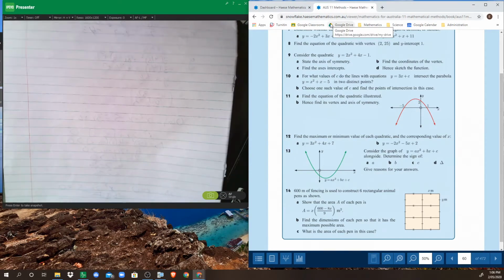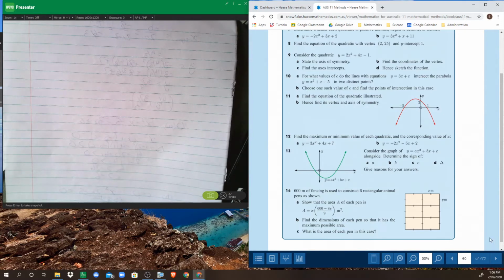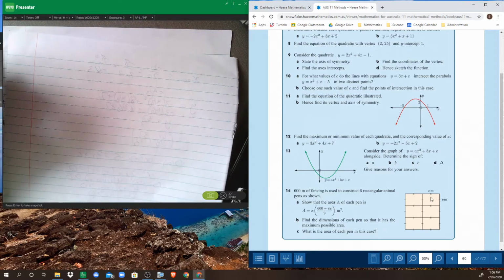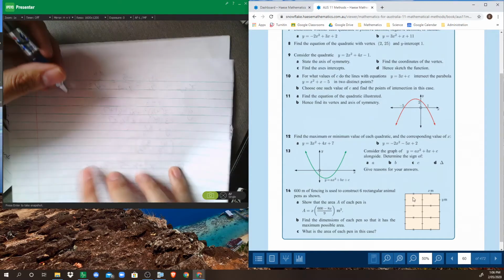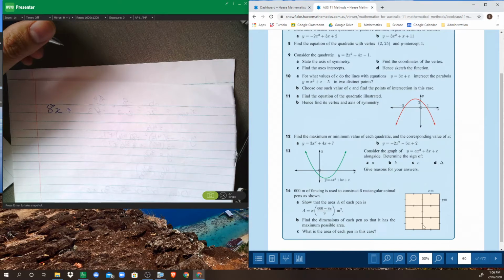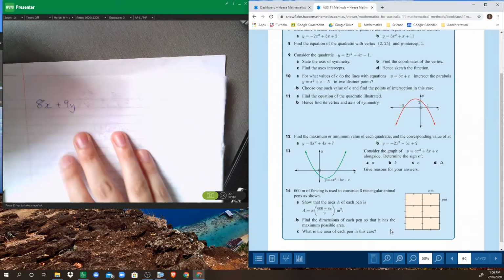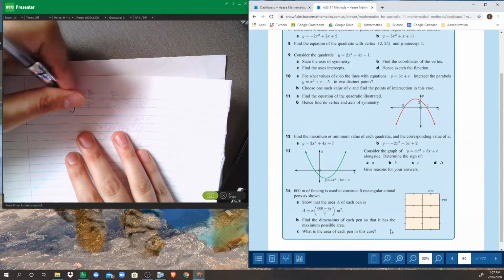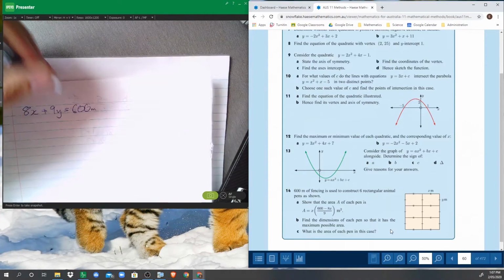All right, 600 meters of fencing is used to construct 6 rectangular pens as shown. Show the area of each pen. So each pen, okay, so each pen is just one of these rectangles, x by y. All right. So first we come up with a relationship for the total perimeter. So if you count the number of x's here, 1, 2, 3, 4, 5, 6, 7, 8. So let's write that down. 8x. So we've got 8 of those plus, all right, 1, 2, 3, 4, 5, 6, 7, 8, 9 y's. Okay. We have a total of 600 meters to use there.